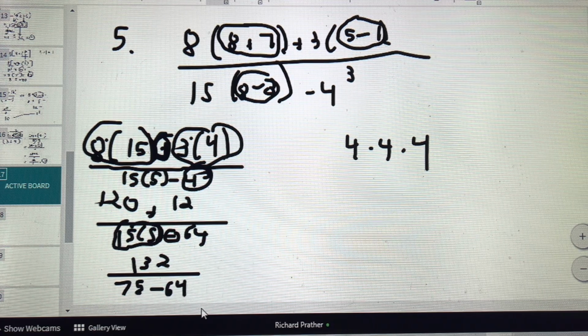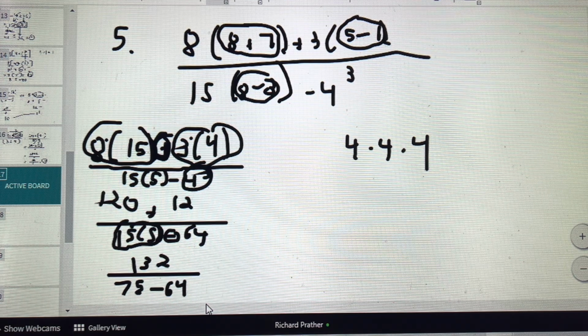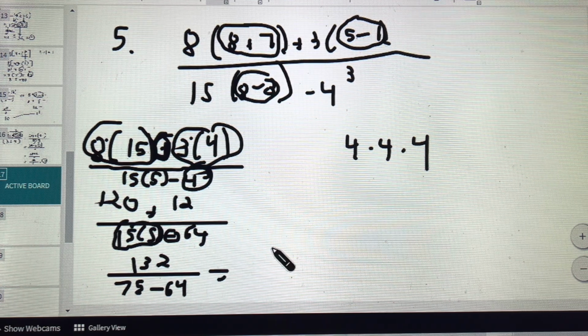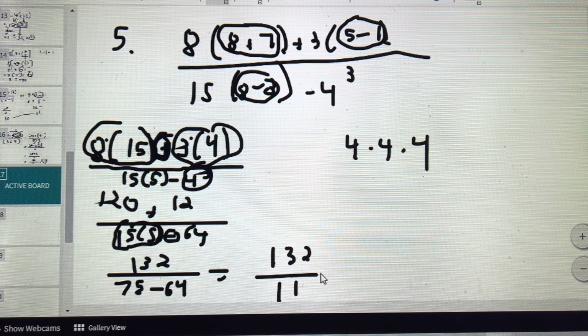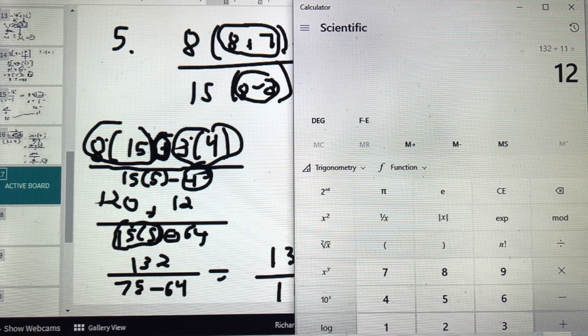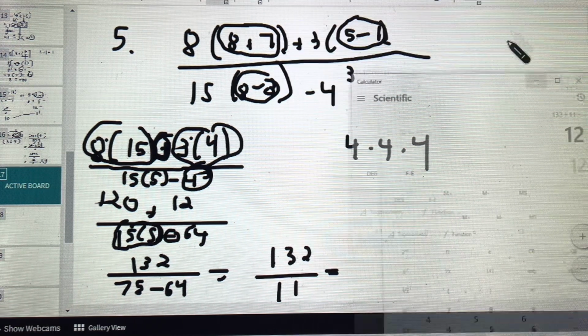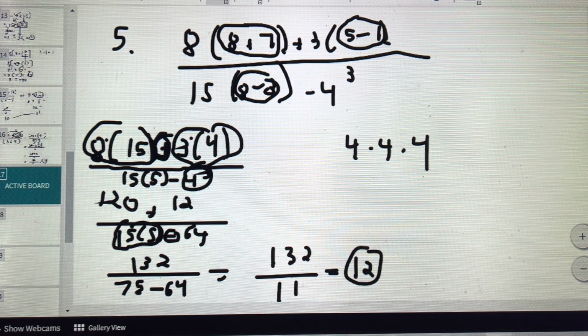This time the top got done before the bottom did. The last problem, the top took like 5 steps and the bottom was done in 2 steps. So rewrite the top since that one's already done. The bottom has 1 step left. 75 minus 64 is 11. Now we divide last. 132 divided by 11 is exactly 12. So there's the final answer to number 5. 12.